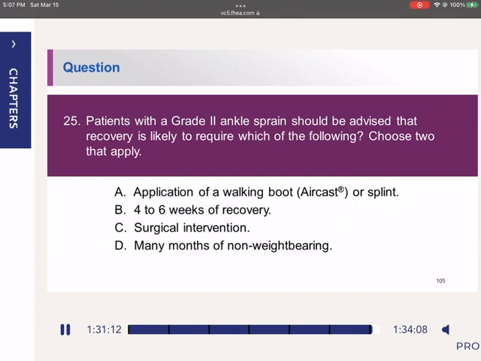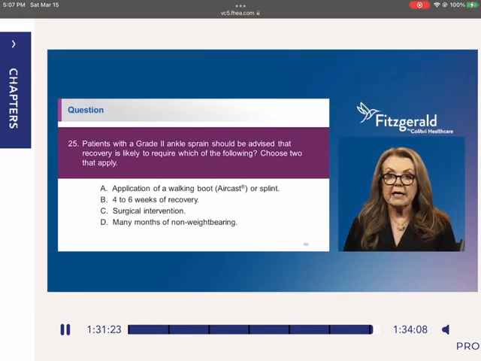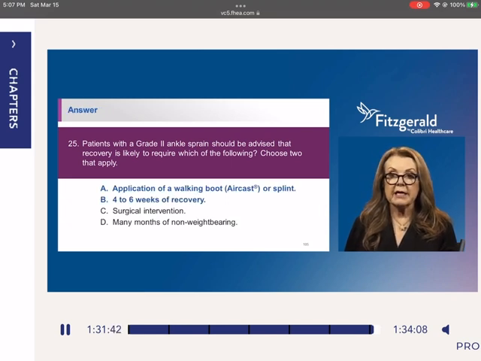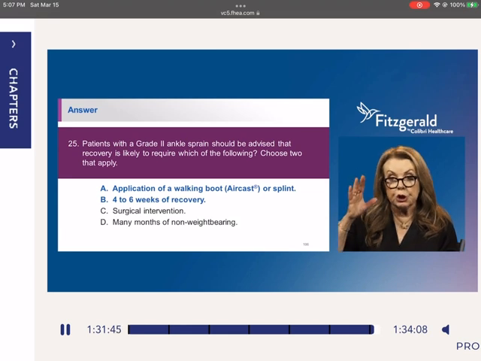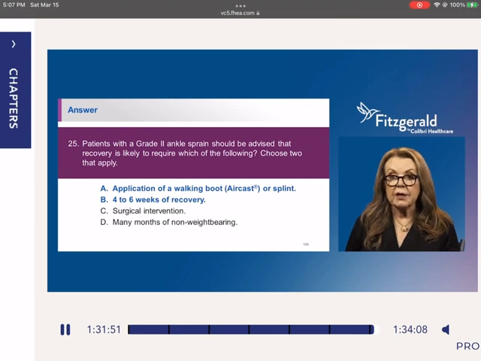Question 25. Patients with a grade 2 ankle sprain should be advised that recovery is likely going to require which of the following? And you want to choose 2 that apply. A, application of an air cast or splint. B, 4 to 6 weeks of recovery. C, surgical intervention. D, many months of non-weight bearing. Well, I suspect if you simply thought this through, you could come up with the answers, and it's A and B. Application of an air cast or a splint to immobilize the joint, give it better stability, and about 4 to 6 weeks of recovery.